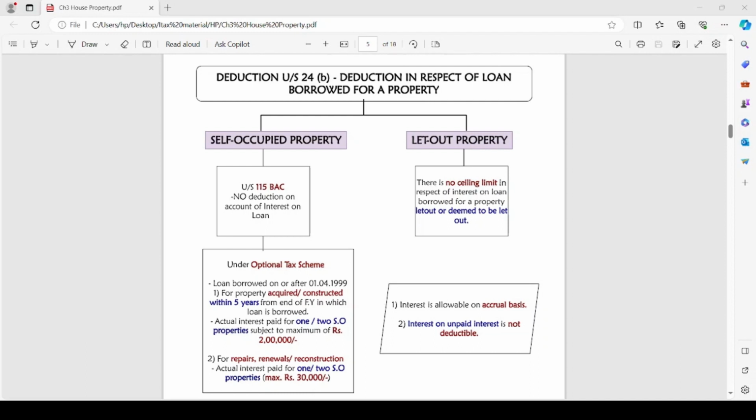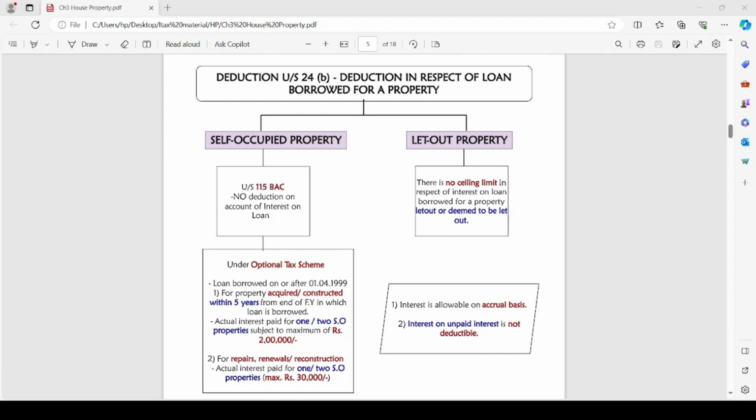The next point, for RRR, that is repairs, renewals or reconstruction, the actual interest paid for one or two self-occupied properties, the maximum limit being rupees 30,000 only. Here, remember these points. For RRR, repair, renewal or reconstruction of self-occupied property under optional tax regime, the assessee can claim 24B deduction of actual interest paid for up to two self-occupied properties, and the maximum limit will be 30,000 only.